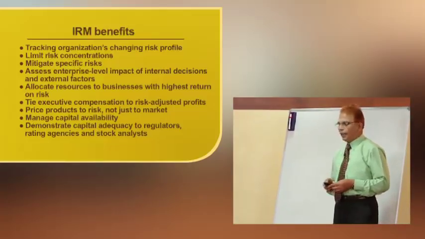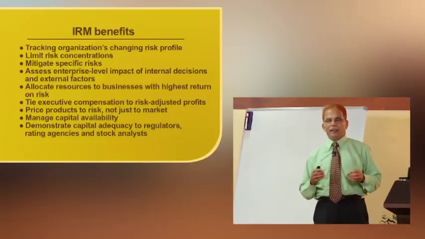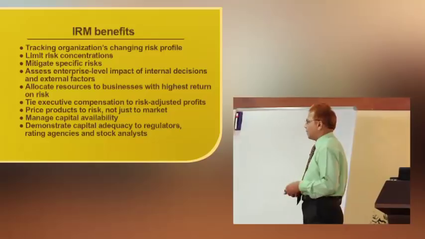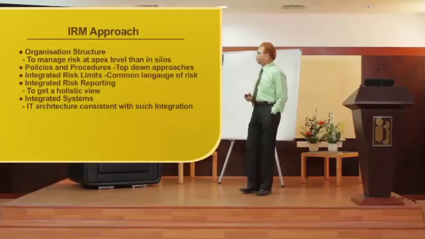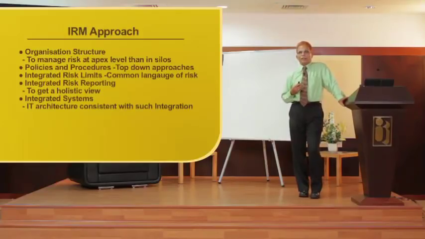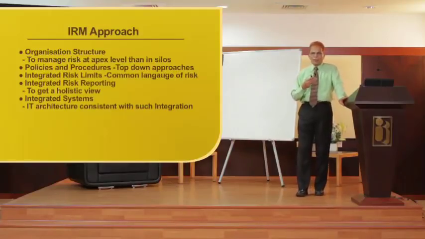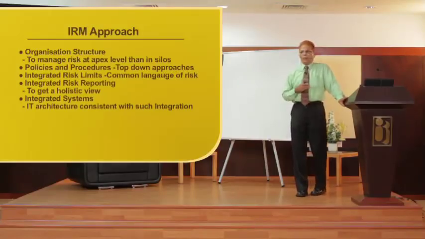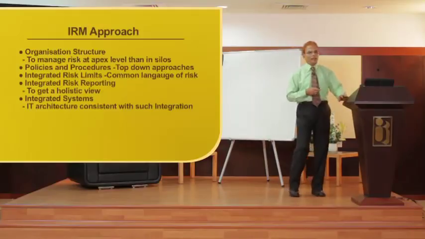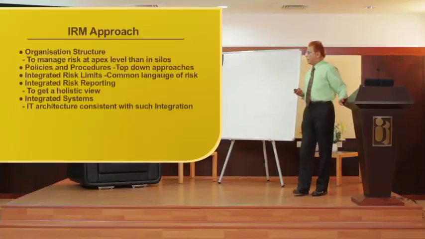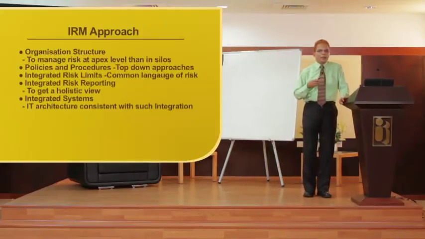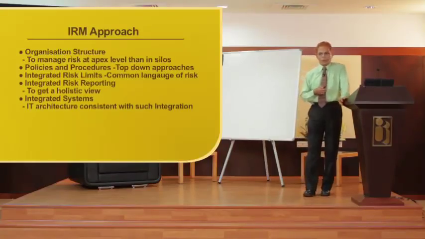And manage capital availability. On top of it, very important, the regulators are also insisting that you look across all your business lines and activities and assess your capital adequacy. So it helps to demonstrate capital adequacy to regulators, rating agencies, and stock analysts. In the IRM approach, you need a proper organization structure to manage risk at the apex level, and you need policies which follow a top-down approach. You set up the policies, and the people down the line have to follow them. Integration of risk limits is how everybody talks the same language when it comes to risk. And integrated risk reporting helps management take a holistic view. Accordingly, you can have systems to integrate your IT architecture so that IRM is possible using these systems.